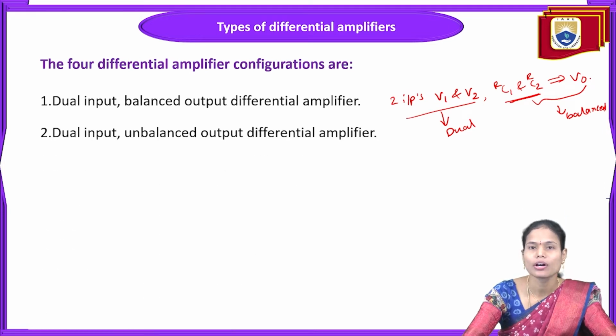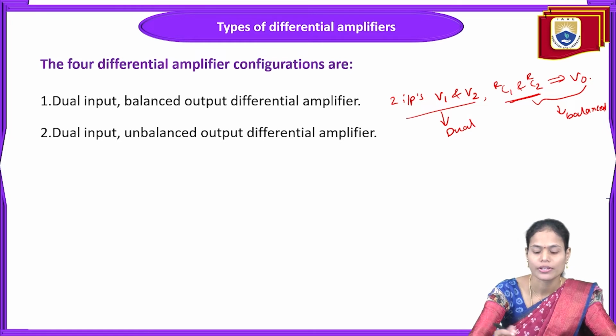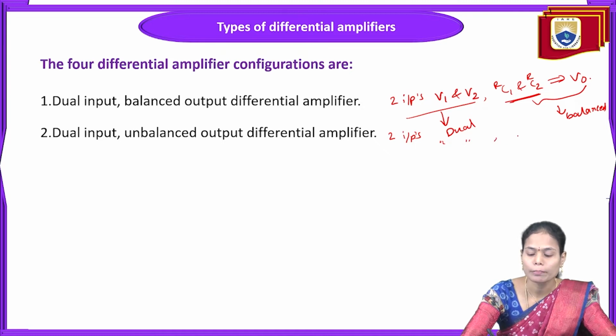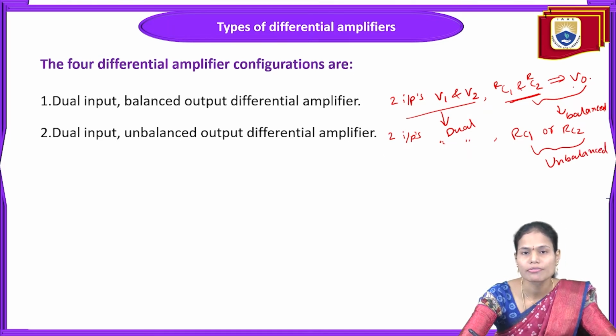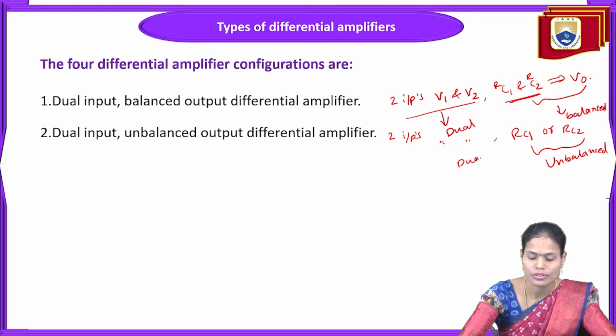And the next one is the dual input unbalanced output differential amplifier. In this case also, it is dual input, we are taking two inputs, V1 and V2. But the output we will measure either at the collector terminal of the first transistor or the collector terminal of the second transistor. So that's why we can call it an unbalanced differential amplifier. In the previous case, we took the output at the common point of the two collector terminals of the transistors, but in this case we are taking it either at RC1 or at RC2, so that's why it is called a dual input unbalanced output differential amplifier.